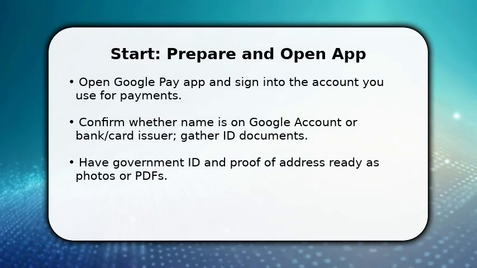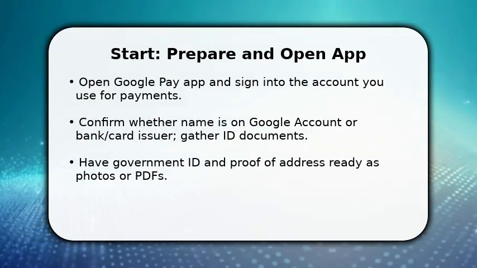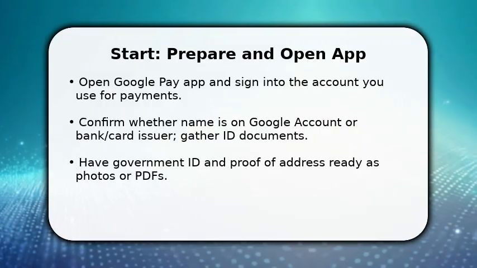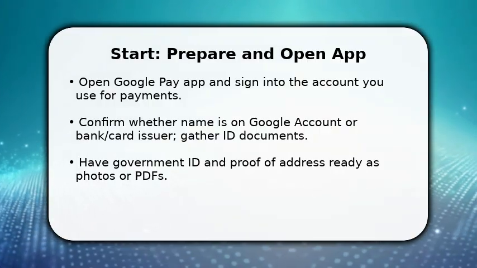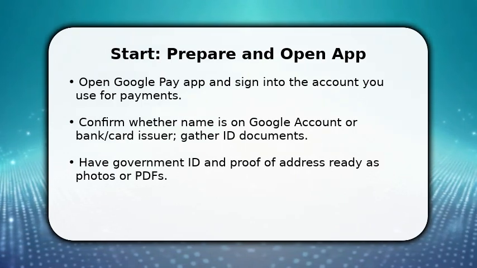Make sure you have a clear photo or PDF of a government ID and any address proof that may be required. Now tap your profile icon and proceed to Settings so you can access Payment Profile and Identity Verification options.